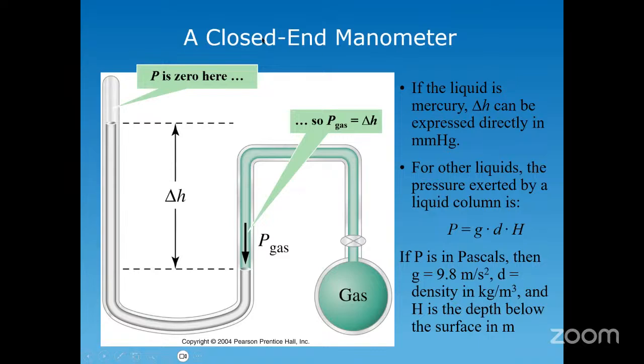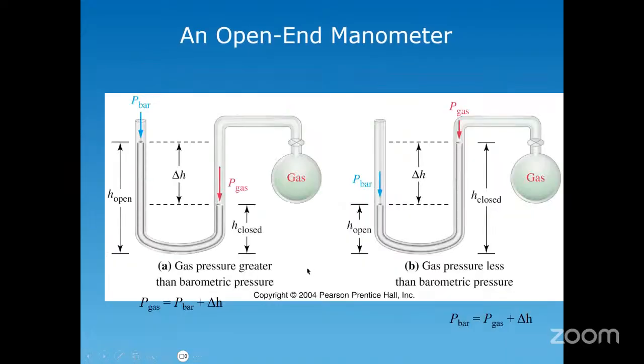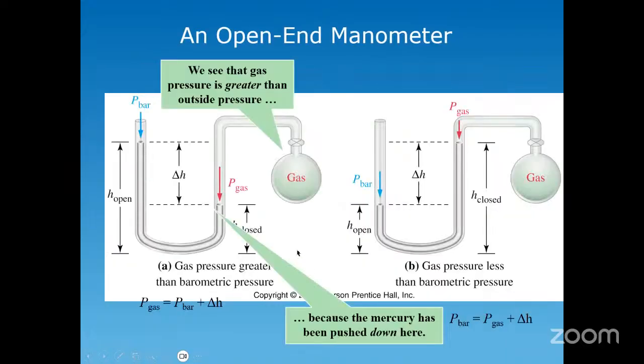Okay, so that is a closed-end manometer. Now, we also have what is called the open-end manometer, which is shown here, right? And we have two situations being described on each side. So what I'm going to do is start discussing the one on the left and then move on to the one on the right. As you can see, this end is open, which is different from the diagram I showed you on the previous slide.